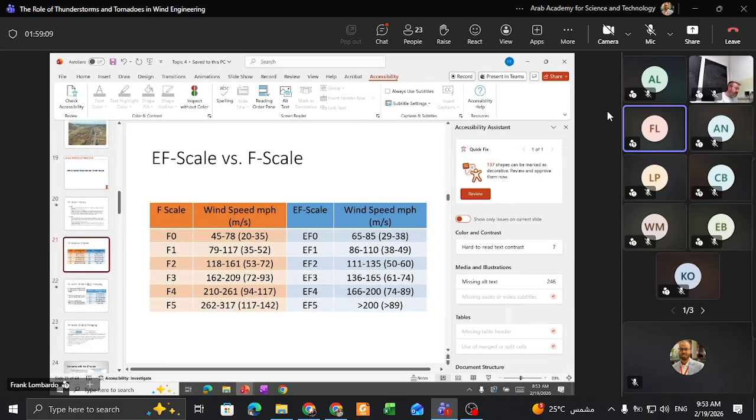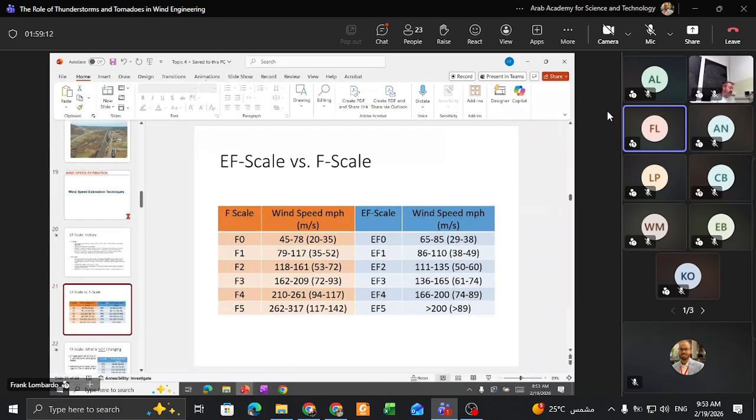Okay, we won't go through the EF scale here. We talked about this. There's a few differences between the EF and F scale, namely the wind speeds required to do a specific damage. In the old F scale, F5 damage was 262 to 317 miles per hour. Now they basically said EF5 damage is greater than 200 miles per hour, 89 meters per second. Okay, so they changed the speeds. They did relate the two to make sure that the overall tornado climatology doesn't change in the US. But again, it brings the question from an engineering standpoint, what wind speed does it require to do specific damages?